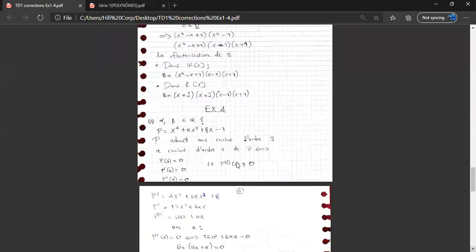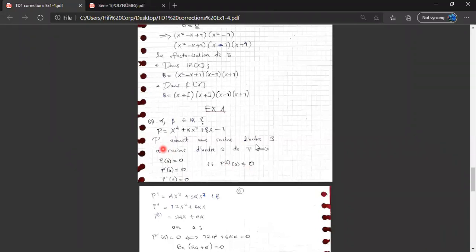This is what I was explaining here. What this means is that P(R) equals, we said R is our racine. So when we put R into P, P prime of R is going to give us 0, but P of R is not going to be 0. This is what it means.